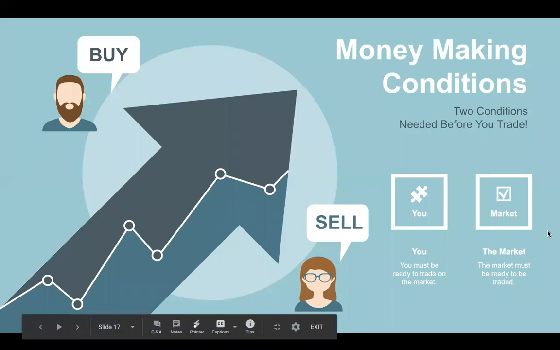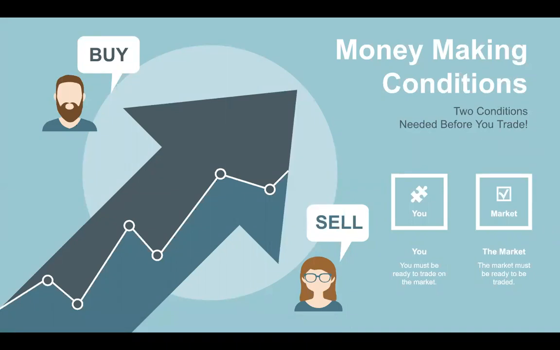So the extended hours go from 4 p.m. to 7:59. And that's when you'll see stocks get run up.